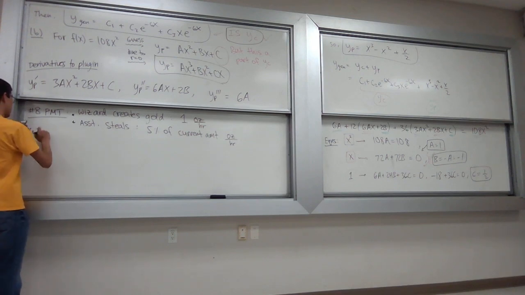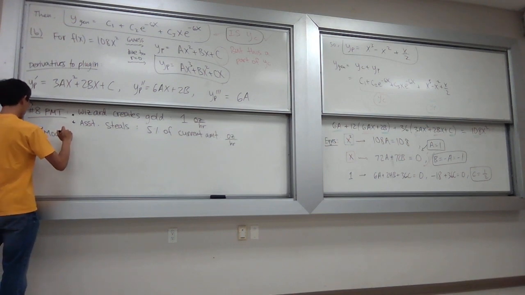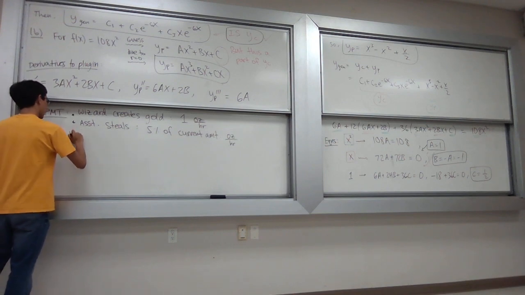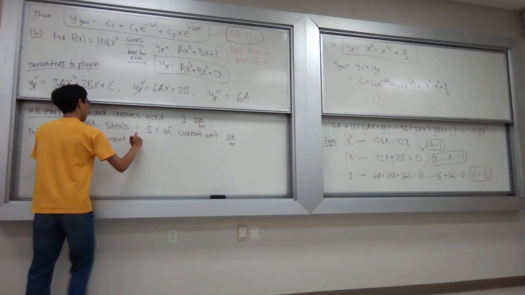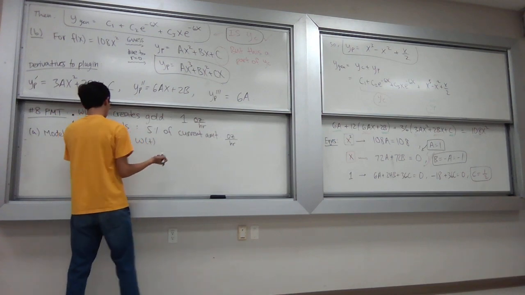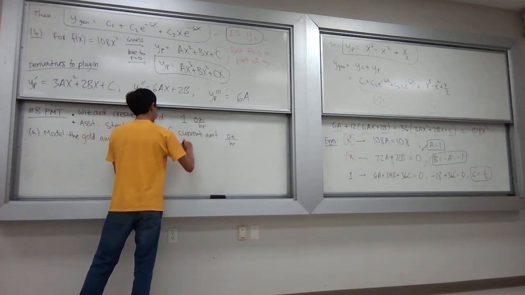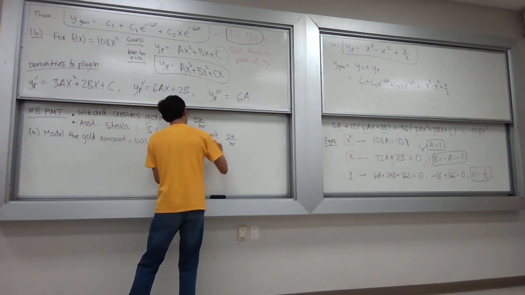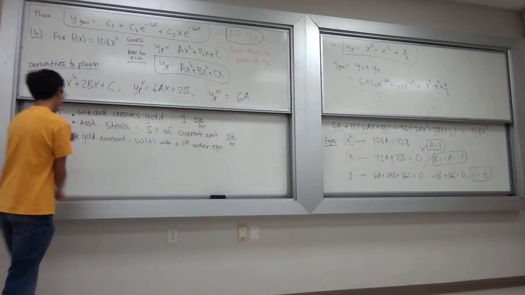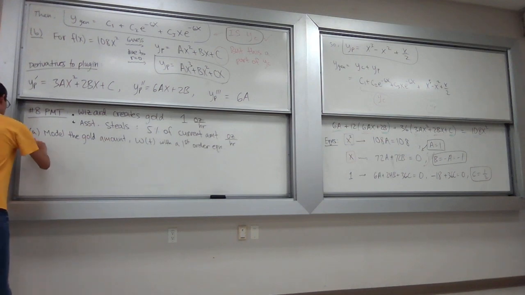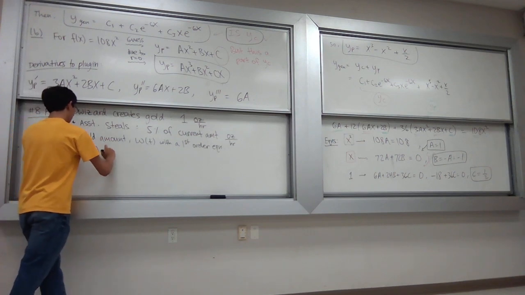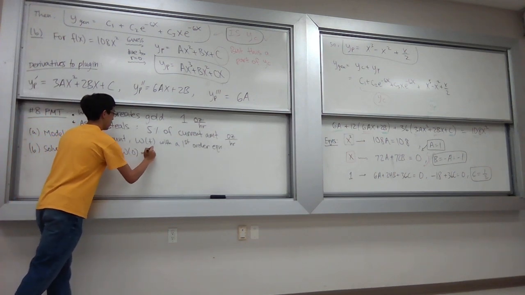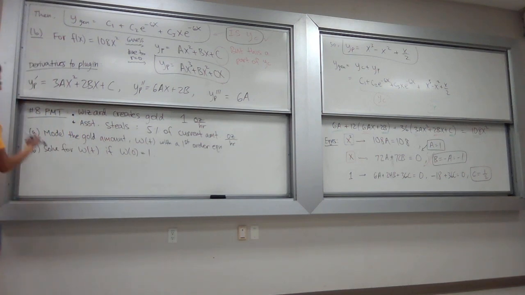A. Model the gold amounts, W(t), with a first order equation. You don't need to copy this. It's kind of just for the video, I guess. And then B, solve for W if W(0) is the mean. We probably won't do that part. We'll just do the modeling part. Okay.